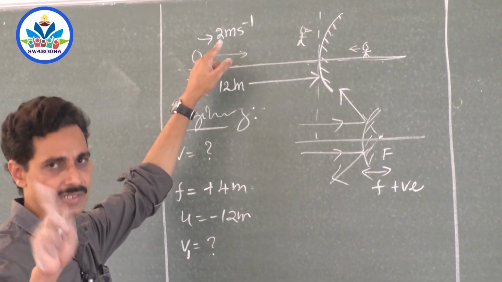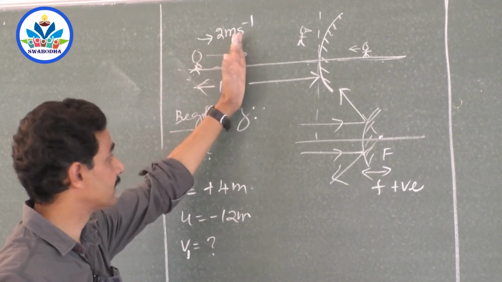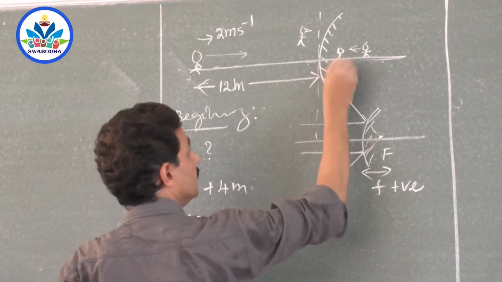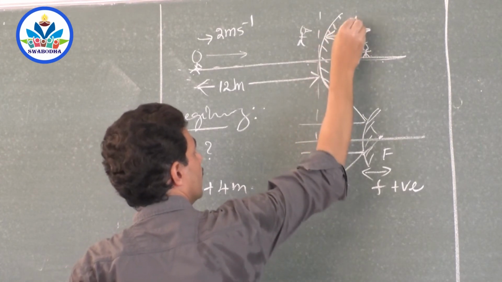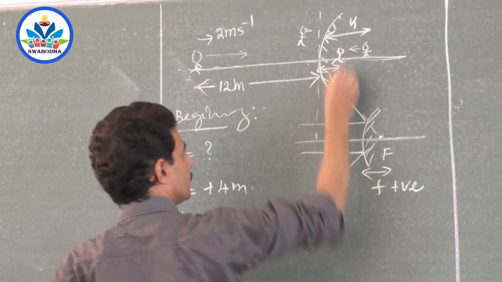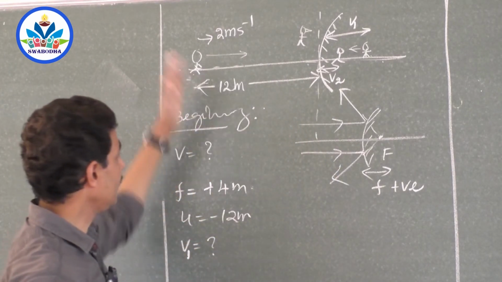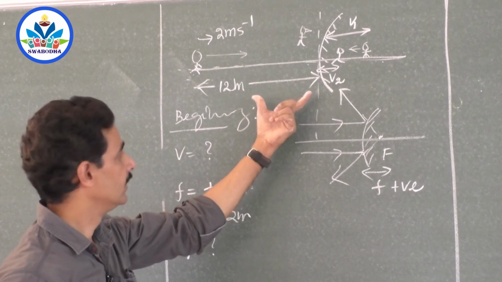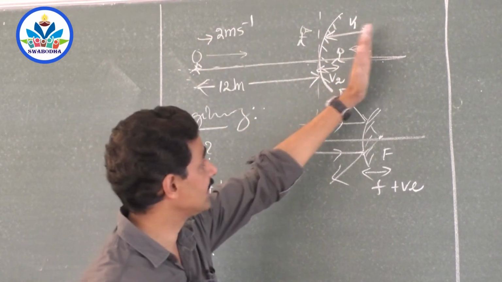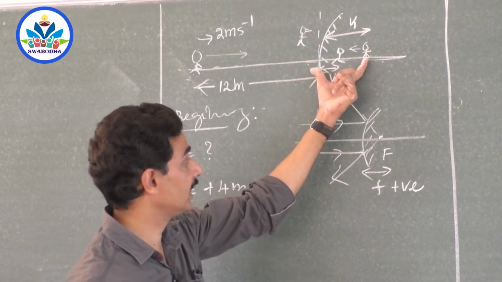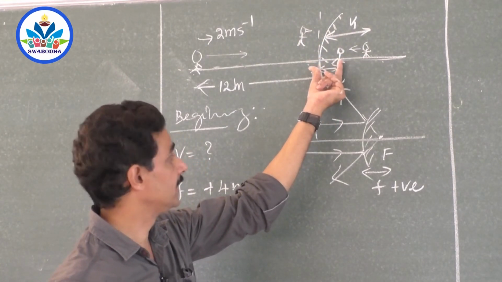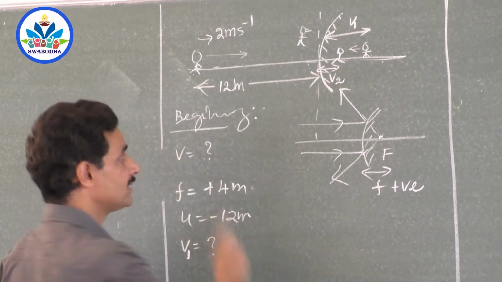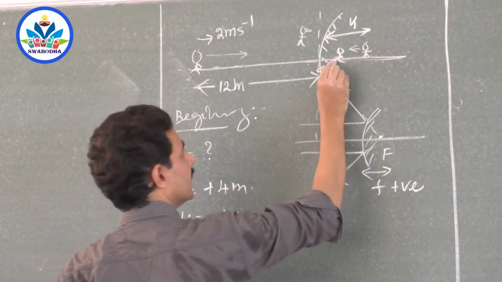So he will move by 2 meters in 1 second. So after 1 second, his position will be 10 meters. When his position is 10 meters, where will be the new image position? So this is V1 and this is V2. In 1 second, the object will move by 2 meters and the new object distance is 10 meters. The new image distance will be different from the original one. After some time, the image distance will decrease because the object has moved forward. So what is the new image distance? In 1 second, the image has moved from here to here.